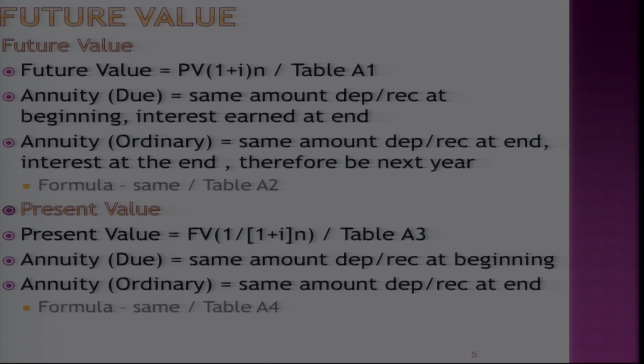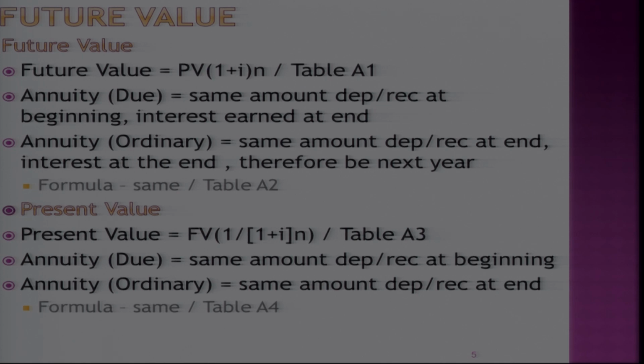Now, as I said, we're not going to use the table. Then you get annuity due. Now, annuity is the same amount you receive over a period. Your period can be every year, every month, every week, right? So it's the same amount that you receive, and due means that you have received it at the beginning. And when you receive it at the beginning, interest is always earned at the end. That is basically a rule.